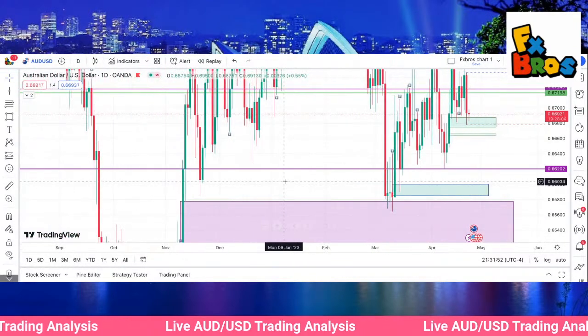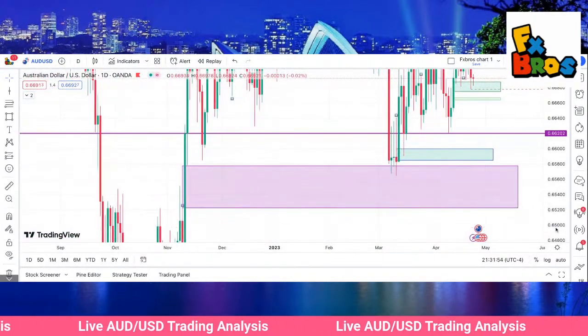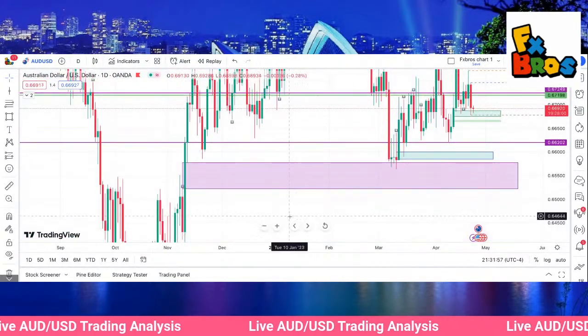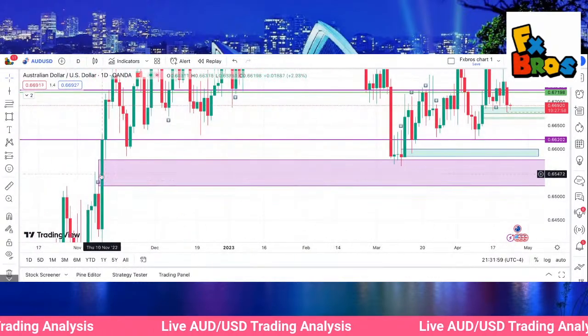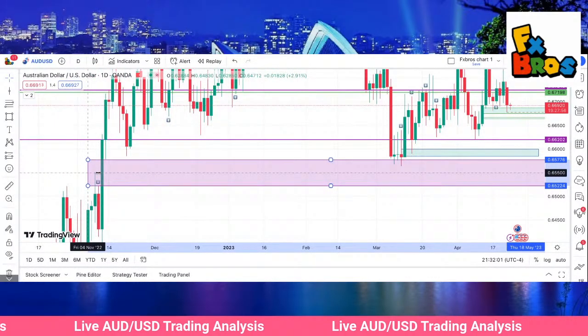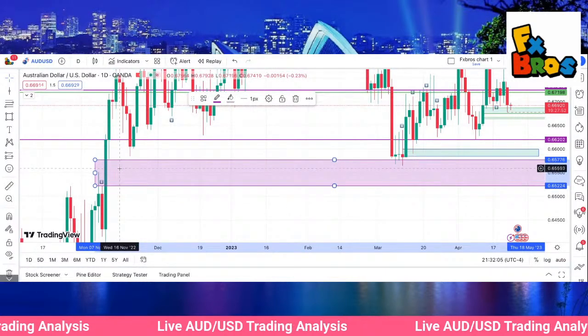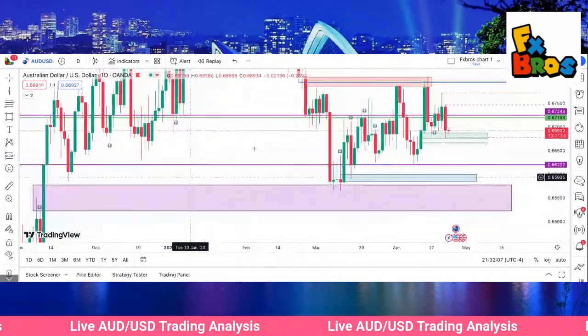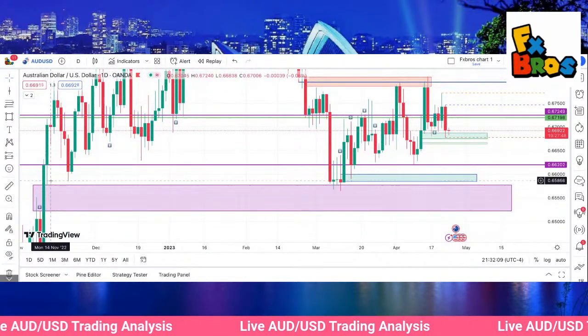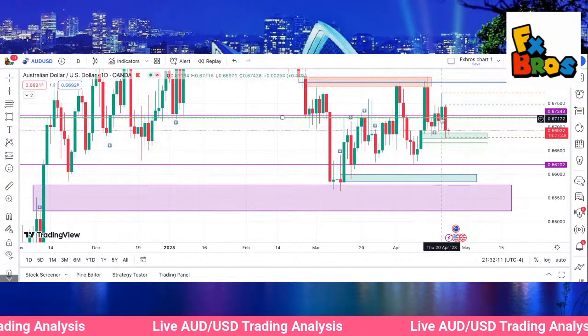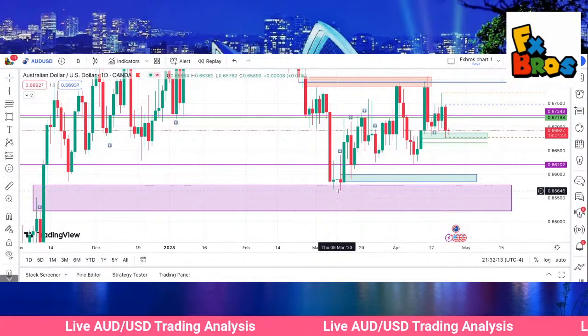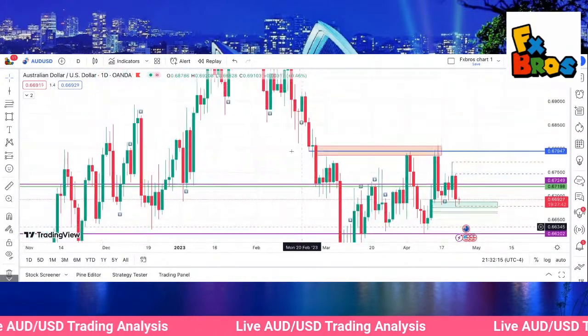This right here, this probably is up to 1 hour too. Let me see. No, that's daily. So yeah, this is the last area of the daily clean fair value gap that we did not fill in yet. We tapped into it, which is a good entry for buys.